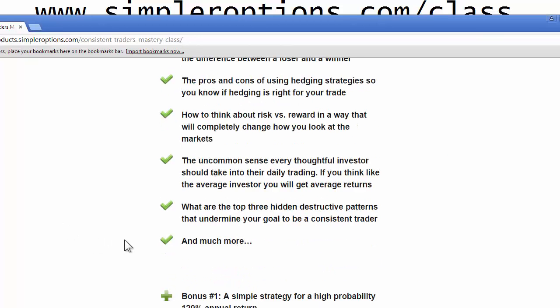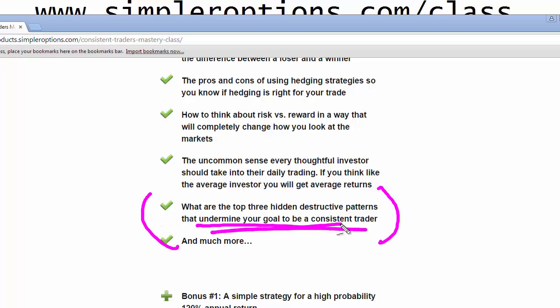How to think about risk versus reward in a way that will completely change your mind about the markets. You've got to get the right mindset. What are the top 3 hidden destructive patterns that undermine your goal to be a consistent trader?